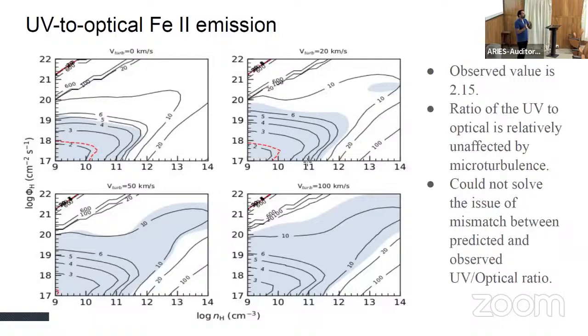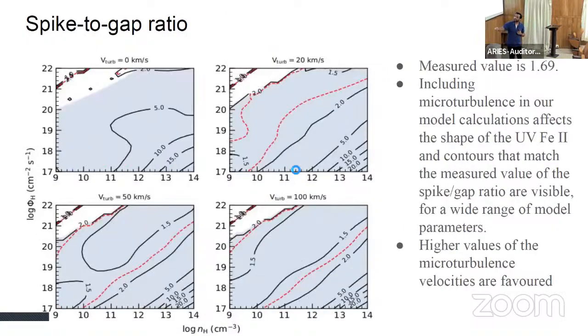represents the set of models that predict an equivalent width corresponding to the observed equivalent width, or that are the favorable models. Because in the rest of the part, the white part, it could not produce enough Fe2 compared to the observed data. So that's why we ignore that part, and we will only focus on the shaded region. So you can see our models have a wide range of parameters that can produce that observed ratio, this red line.